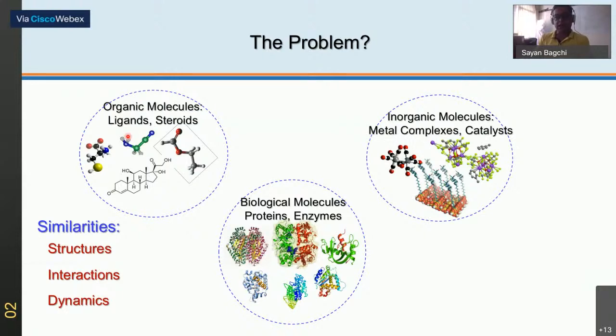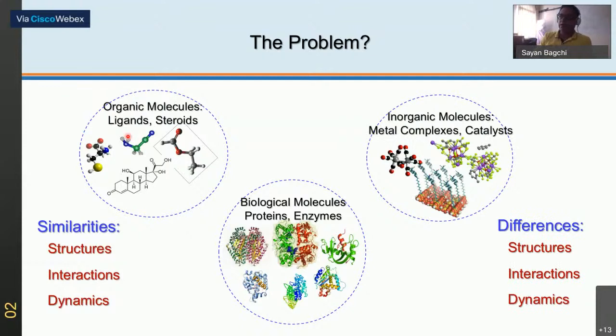Now, if you ask what the differences are, we'll see they are the same. They have structures, but every molecule has a different structure. If we think about biomolecules, different proteins will have different structures. If you compare an organic molecule, an inorganic metal complex, and a biological molecule like an enzyme, they will all have different structures. And because these molecules are composed of different atoms with different partial charges, they will interact differently with the environment. So even though interaction is the common thing, the similarity, it is also the difference, because these molecules interact differently with the same surrounding.